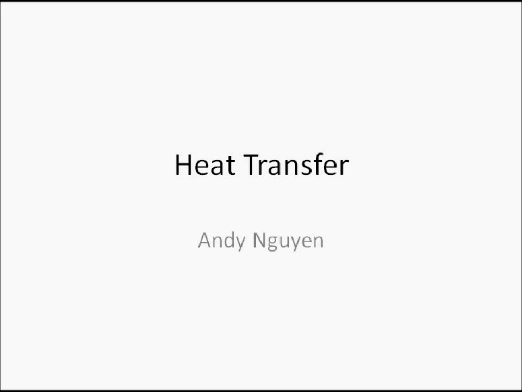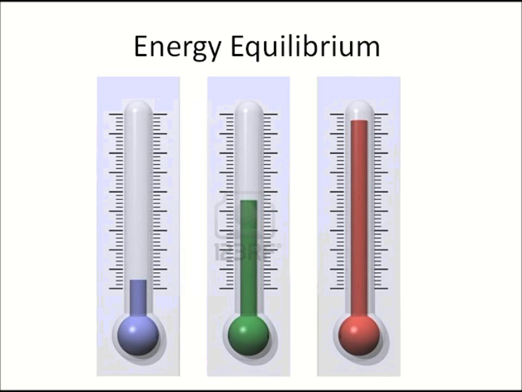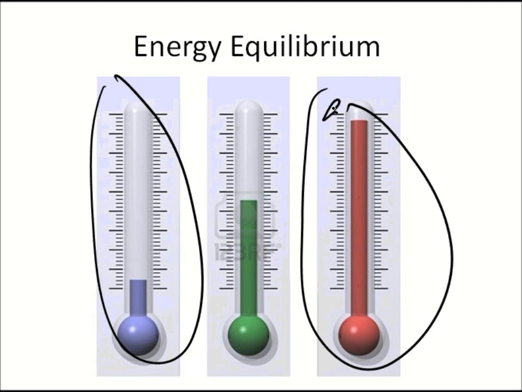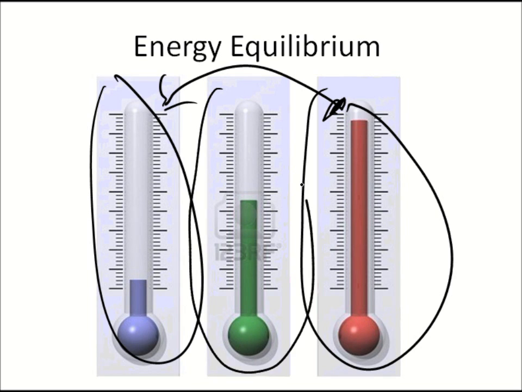Heat transfer. The energy equilibrium. Heat always seeks to find an equilibrium. Therefore, heat always flows to cooler objects until the objects are of similar temperature. When there is a hot object close to a cool object, the heat from the hot object will be transferred to the cool object until the objects are of similar temperature.